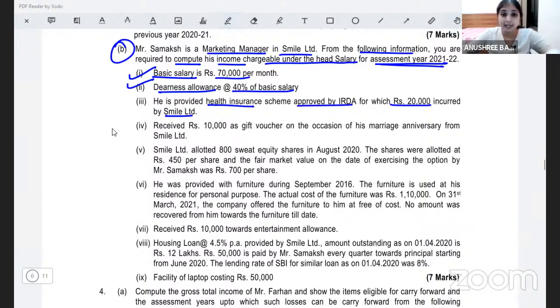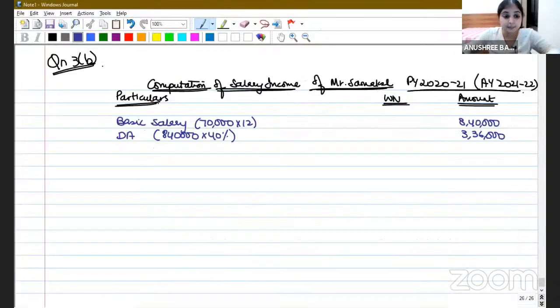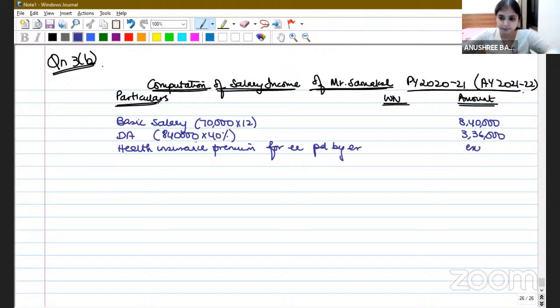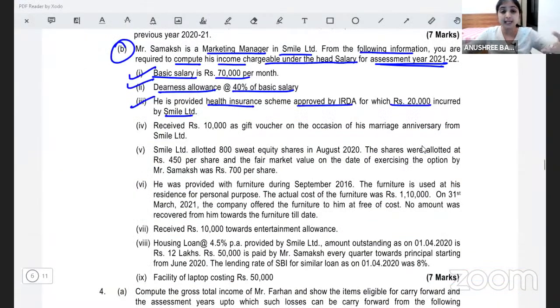Then he is provided health insurance scheme approved by IRDA, for which 20,000 is incurred by Smile Limited. We all know medical insurance premium paid by employer for the employee is no doubt a benefit for the employee, but it is fully exempt. So under particulars, write down health insurance premium for employee paid by employer, exempt. Remember this medical insurance premium, Mediclaim health insurance premium, which the employer pays for the health of the employee or his family members, is always exempt.